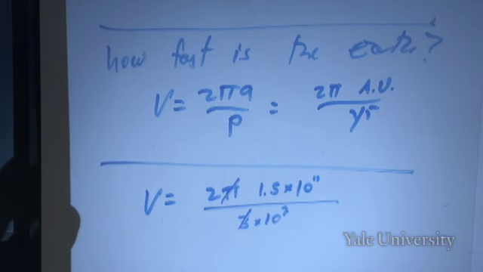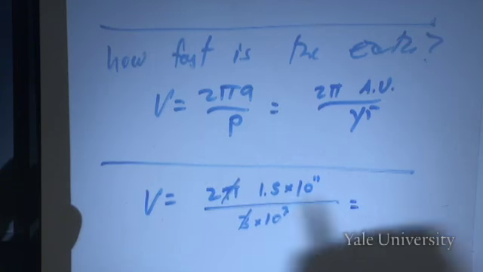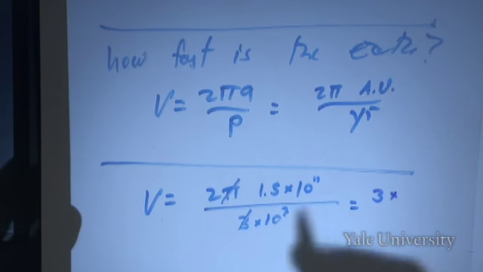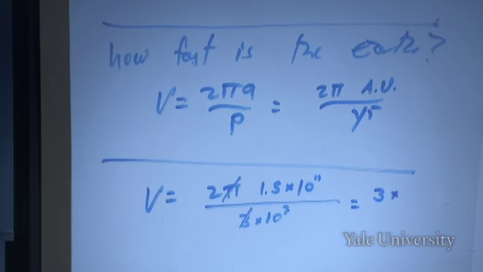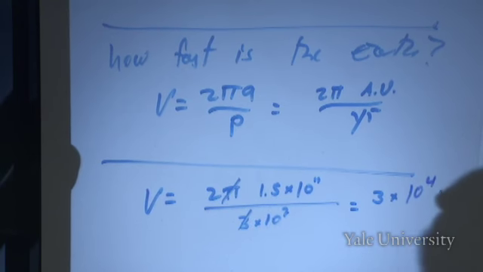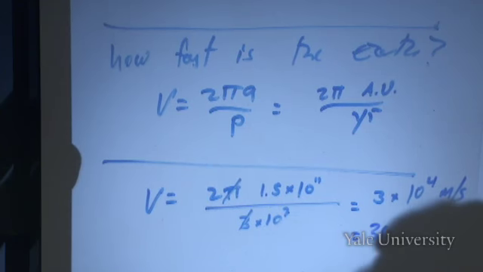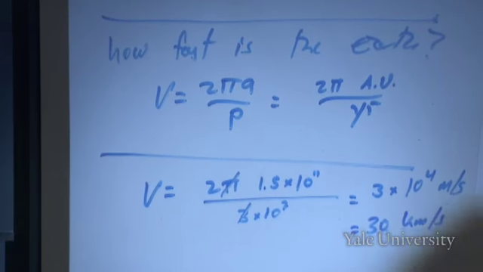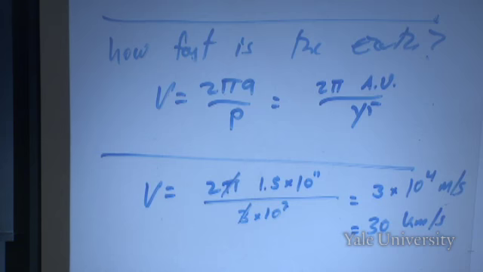Pi divided by 3 is 1. 2 times 1.5 is 3. 10 to the 11 divided by 10 to the 7: 11 minus 7 is 4, so this is 10 to the 4 meters per second. That's 30 kilometers per second. So we move right along as we go around the Sun.